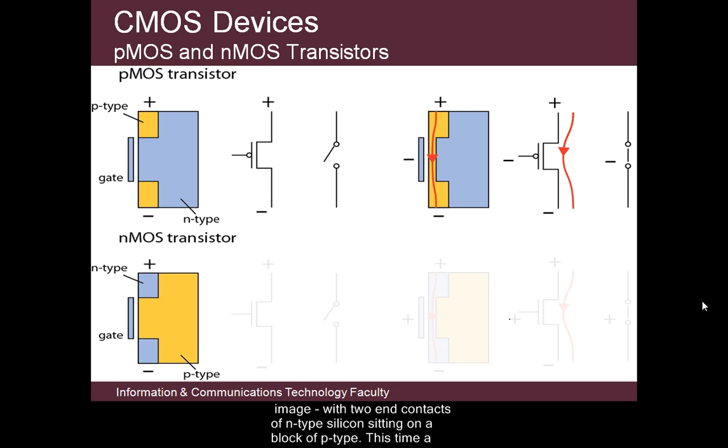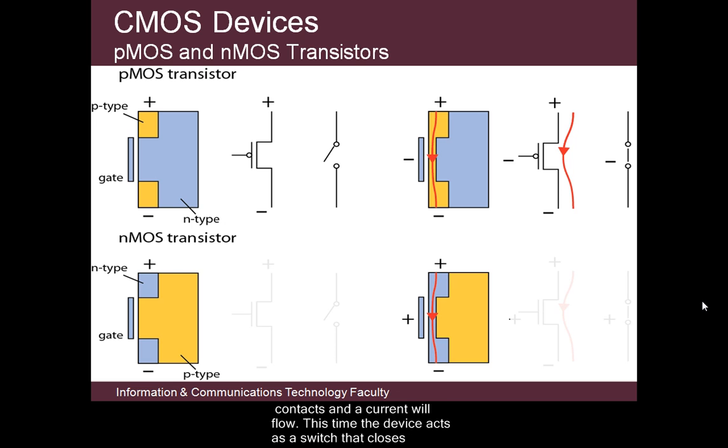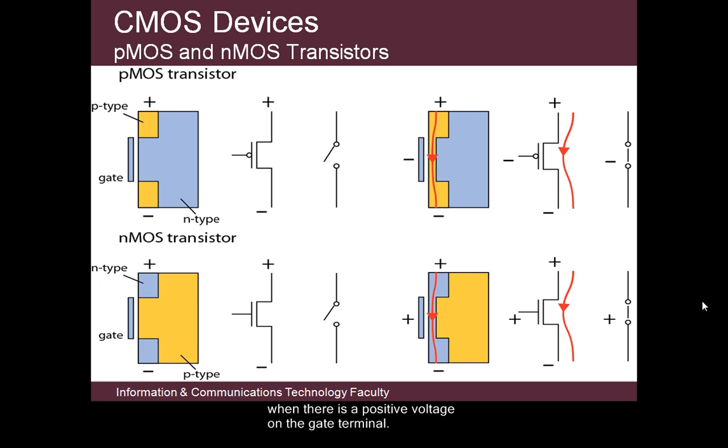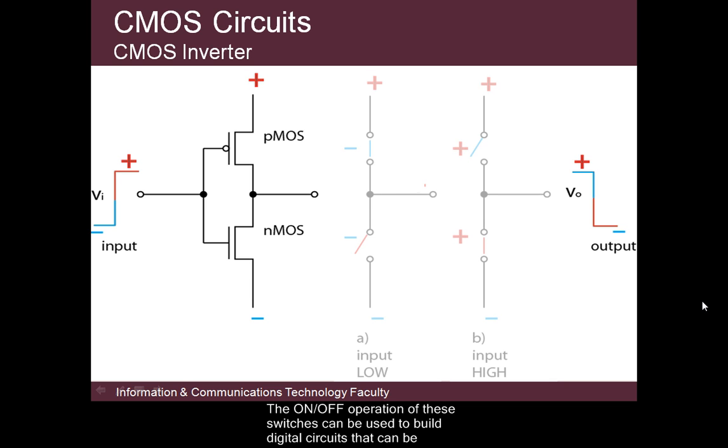An NMOS transistor is the mirror image, with two contacts of N-type silicon sitting on the block of P-type. This time, a positive voltage on the gate will attract electrons to form a channel linking the N contacts, and the current will flow. So the device acts as a switch that closes when there is a positive voltage on the gate terminal. The on-off operation of these switches can be used to build digital circuits that can be described by Boolean algebra.